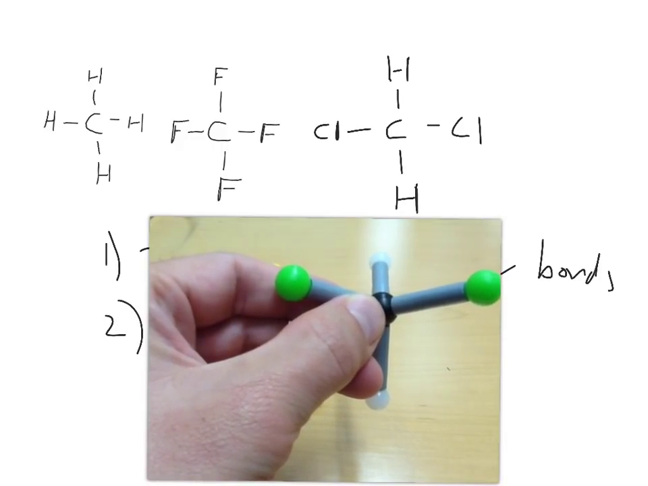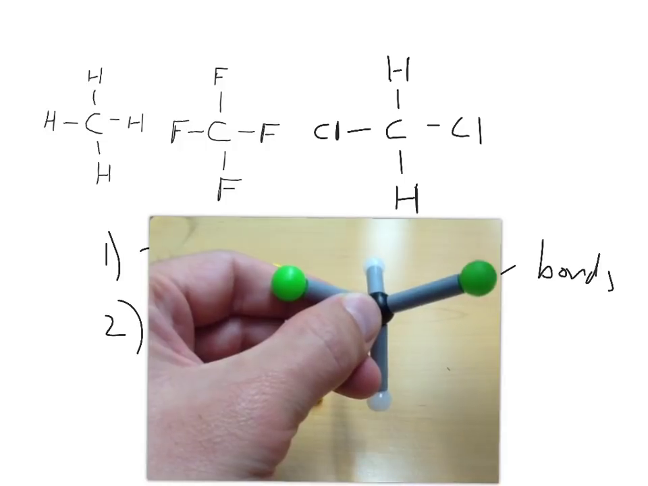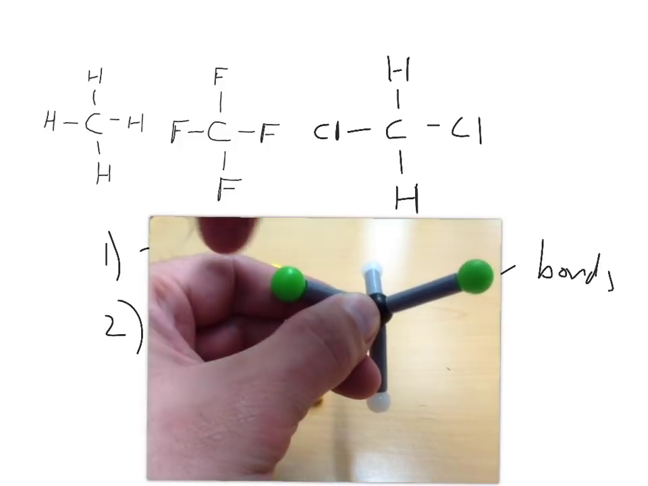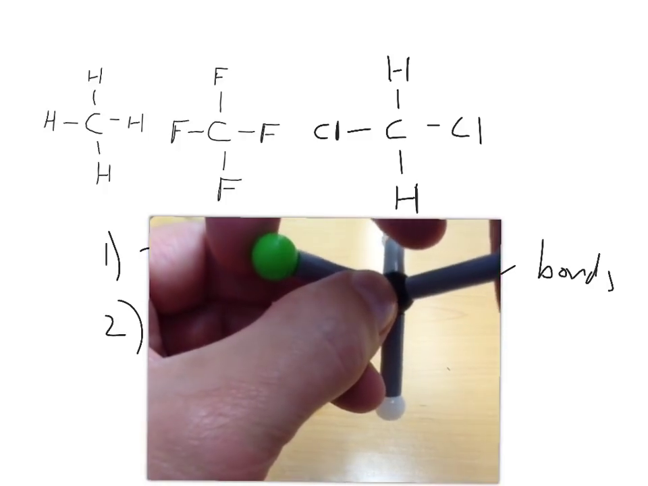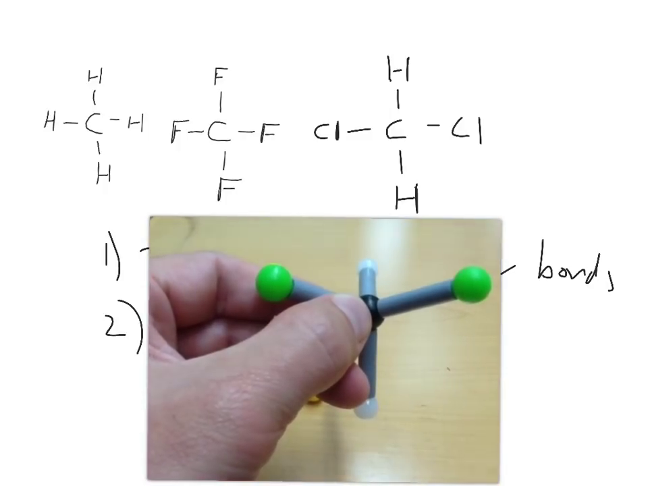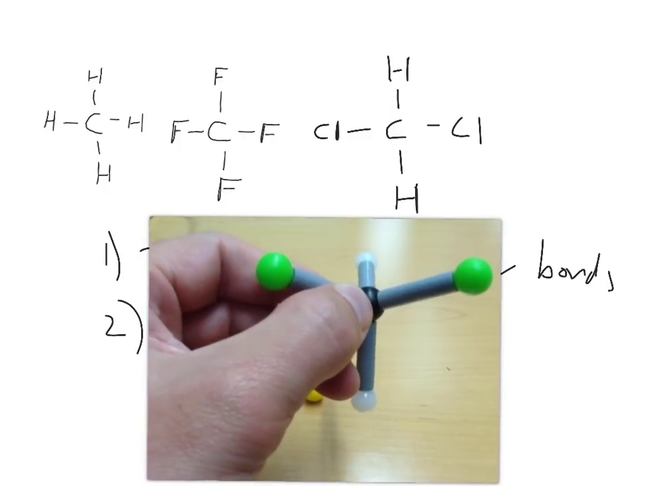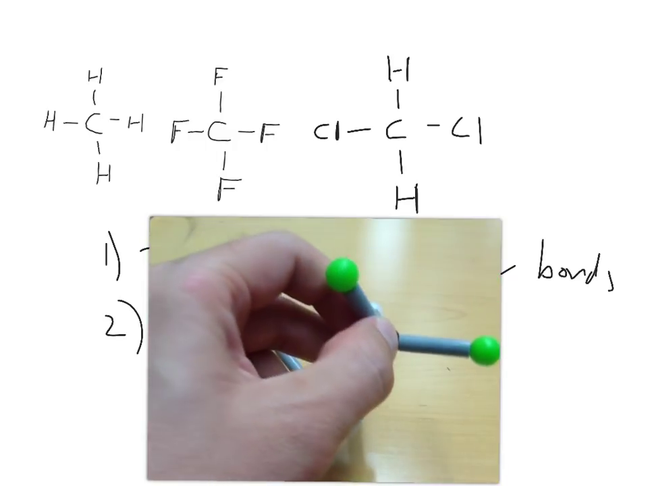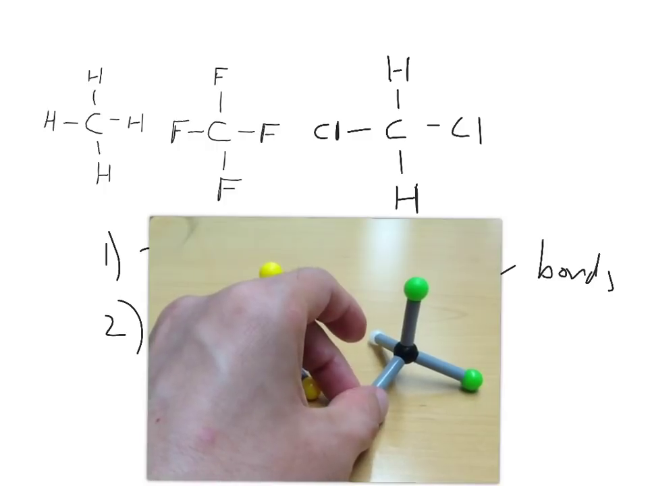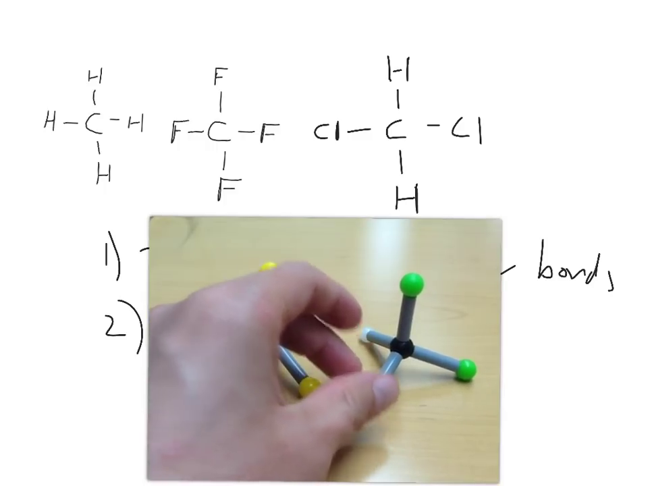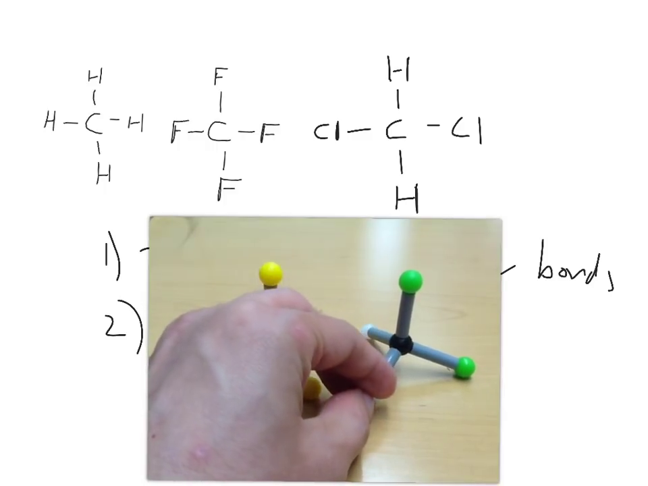Again, that's a tetrahedron. Chlorine here, there. The dipole moment would be coming toward the camera. It is a polar molecule. The polarity of a molecule, again, depends on two things: having polar bonds present and the shape.